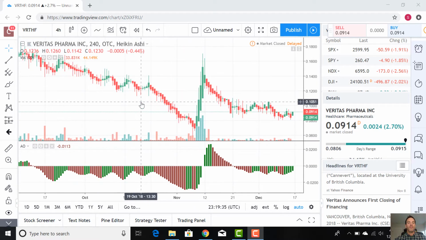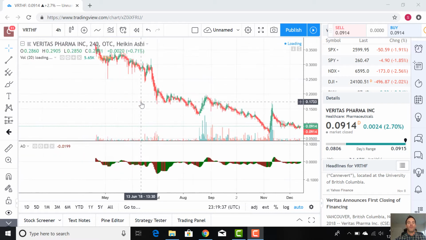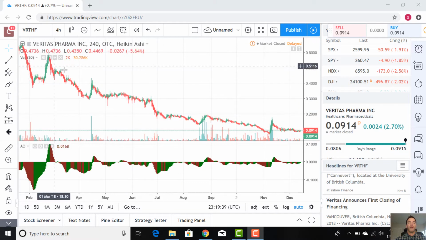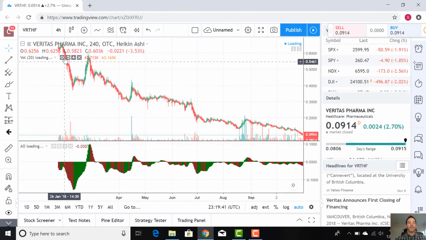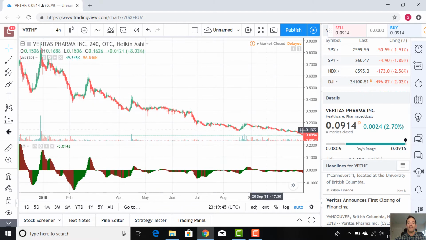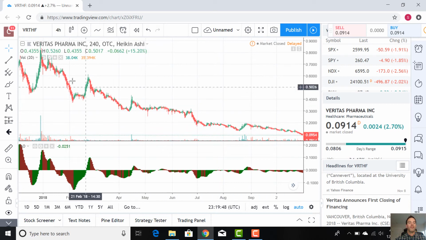So let's just zoom out. What's the very first thing we look at with a pricing chart? That's trend. And look at this trend, from 70 cents down to 9 cents. This is quite the obvious downward trend for this stock.